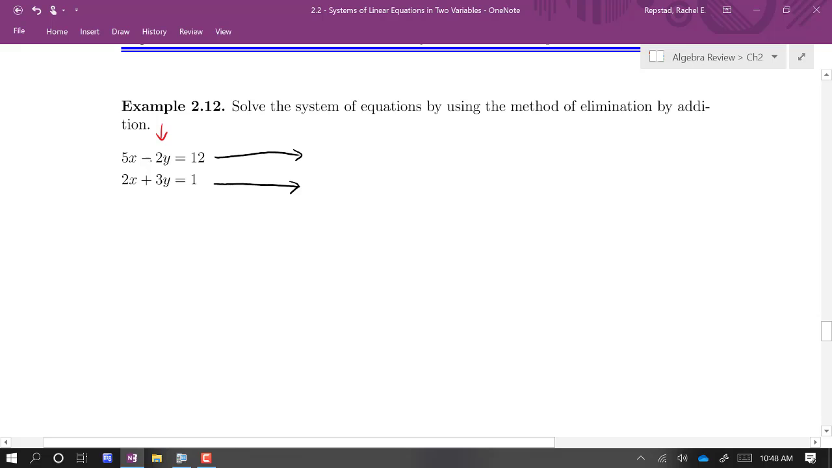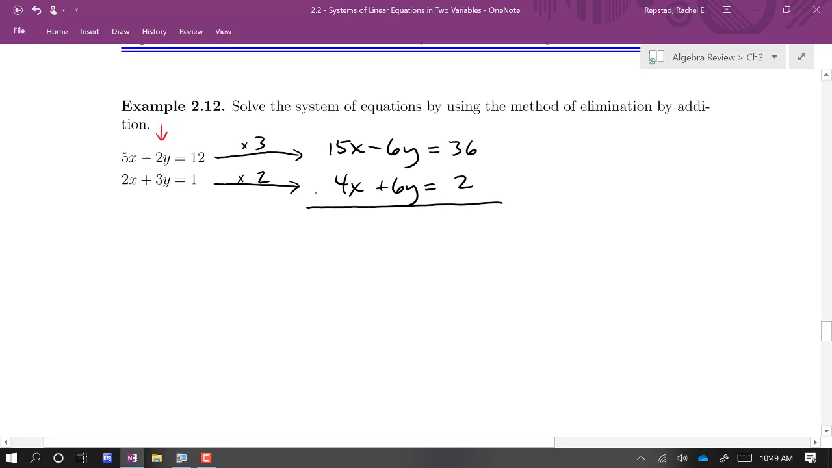Now these are already different signs. That's good for us. That means I'm just going to multiply both top equation and bottom equation by a positive. I'll multiply the top equation by positive 3. I'll multiply the bottom equation by positive 2. Now on the top, when I multiply through by 3, I get 15x minus 6y equals 36. On the bottom, multiplying through by 2, I get 4x plus 6y equals 2.